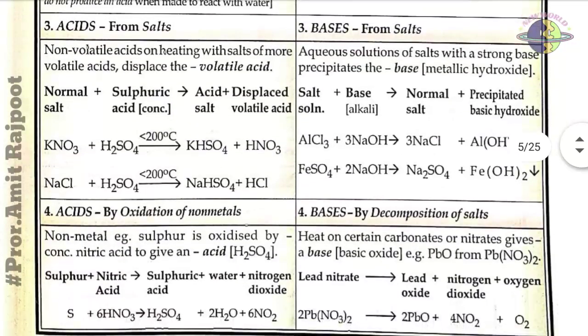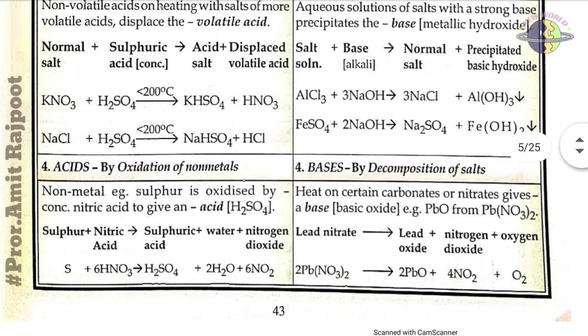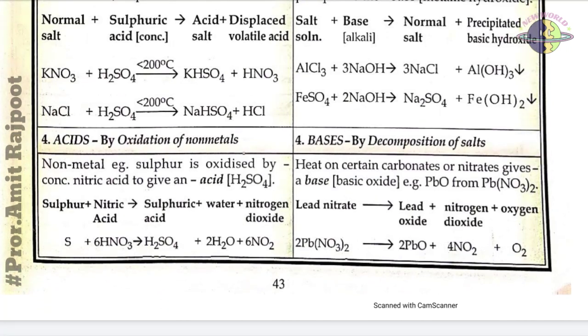Okay. Now come to acids by oxidation of non-metals. Bases by decomposition of salts. Non-metal example: sulfur is oxidized by concentrated nitric acid to give the acid H2SO4.